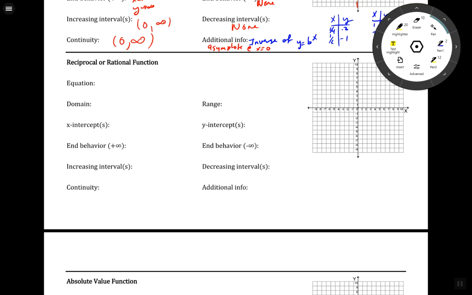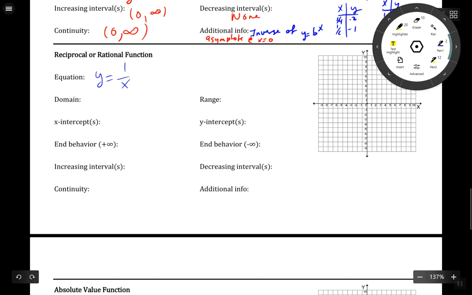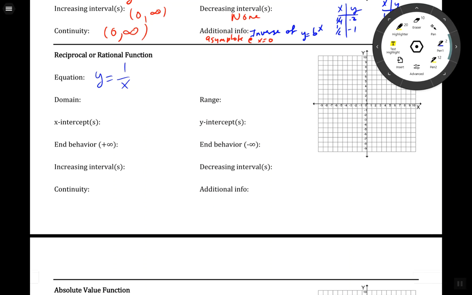Okay, the reciprocal equation. The parent function for the reciprocal is y equal to 1 over x. Remember that one? Kind of funky. It's kind of weird looking. But it is so much fun. And how do you graph this one?